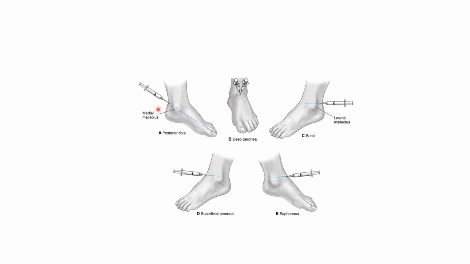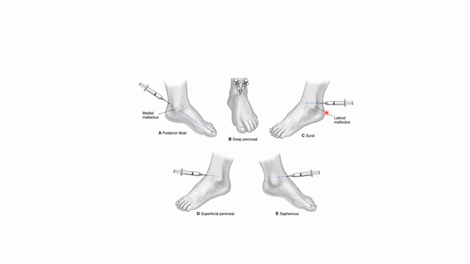Then the deep peroneal, it's in the anterior aspect of the foot, in between the extensor hallucis longus and the tibialis anterior. So how will you identify tibialis anterior and extensor hallucis longus? The extension of the big toe against resistance will help you to identify the extensor hallucis longus, and the dorsiflexion and the inversion of the ankle will help to identify the tibialis anterior. So in between the tibialis anterior and the extensor hallucis longus, this is the point where we will give an injection to block the deep peroneal nerve.